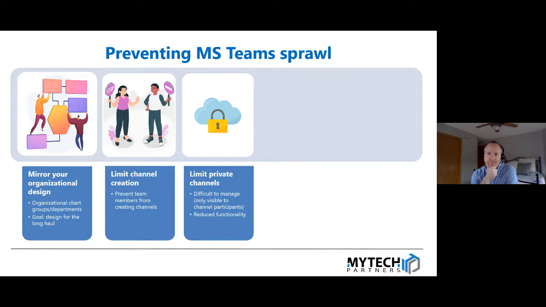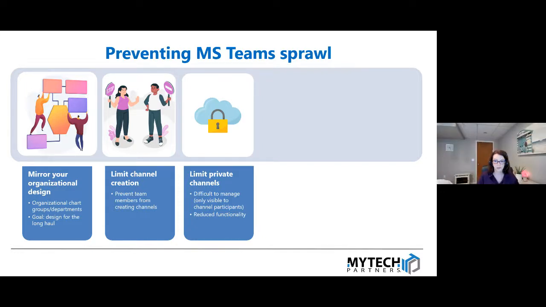So yeah, the third tip here is to limit private channels. Private channels generally for administrators are a little bit of a nightmare to manage, just because it's really only visible to the people within that channel or the participants in that channel. And the other thing to note here is that there's also reduced functionality. So a private channel, essentially all you can do is chat, do some meetings and collaborate on files. But there's other functionality like Forms and Planner that you're essentially eliminating by using a private channel.